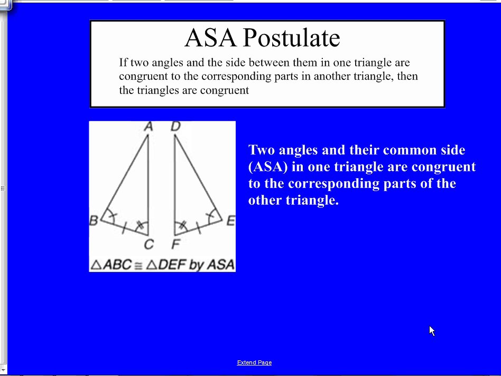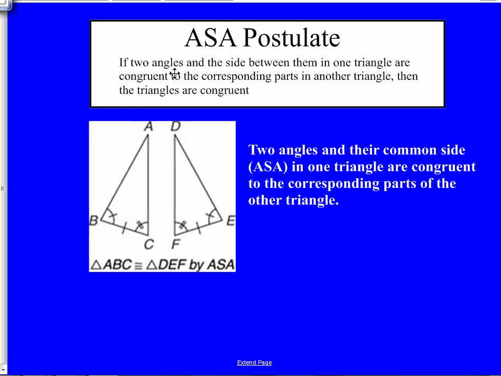All right, so in the last class, we talked about how to prove congruent triangles using the postulates SSS and SAS. So side, side, side, and side, angle, side. Today we're going to learn two additional postulates that you can use to prove triangles are congruent. This first one we're going to talk about is the ASA postulate.